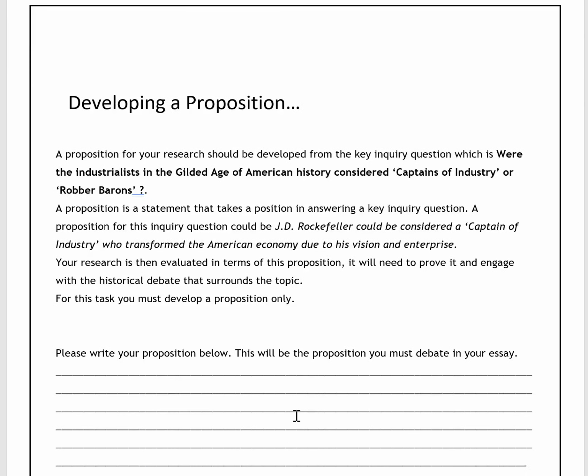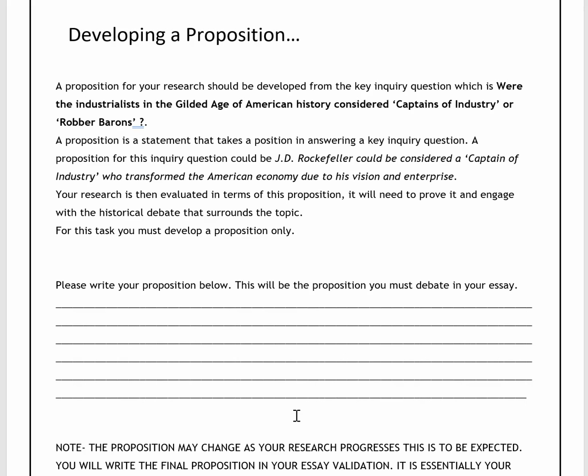So this is the first part. You've now got to develop a proposition, and that's like a thesis as well. Obviously you've got the key question given to you: were the industrialists in the Gilded Age of American history considered captains of industry or robber barons? So you've got to take a position. You can't say they were captains of industry in this way and robber barons in the other way. For this first one, I want you to make a decision.